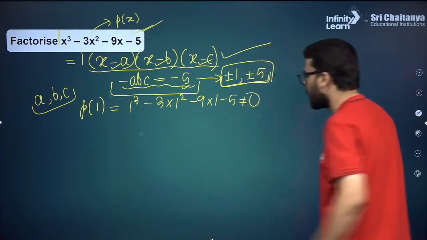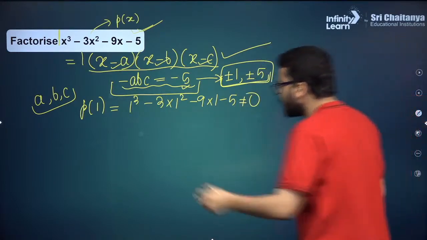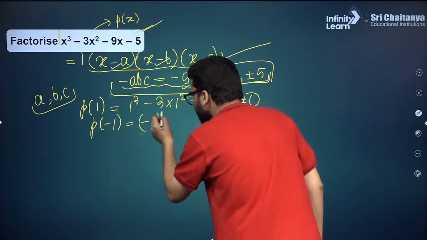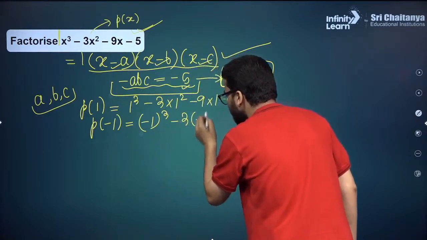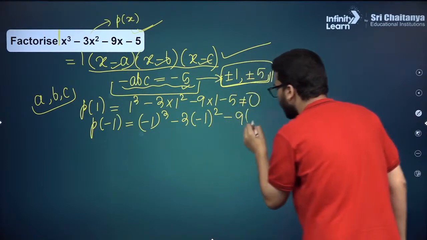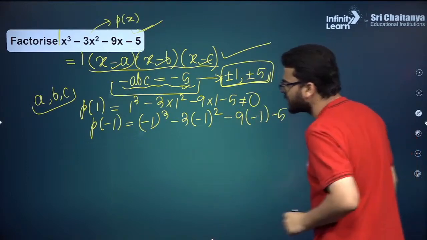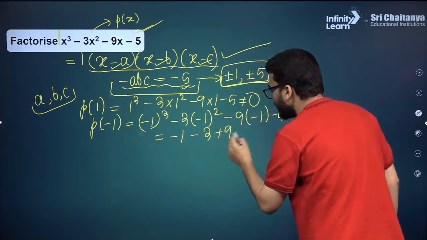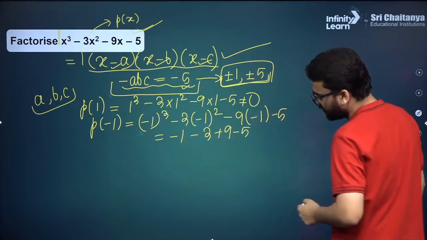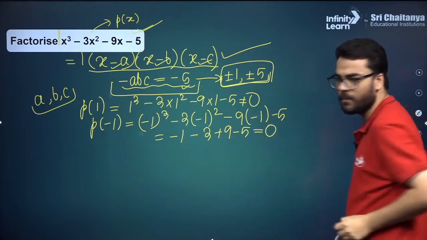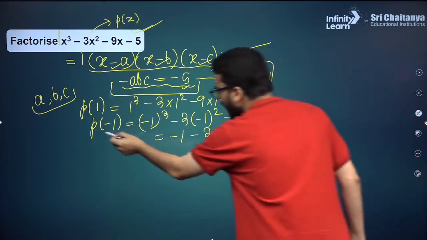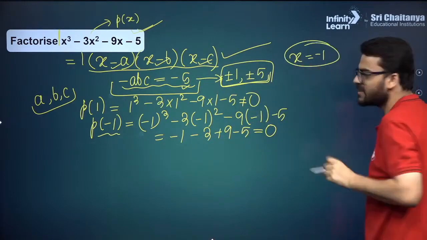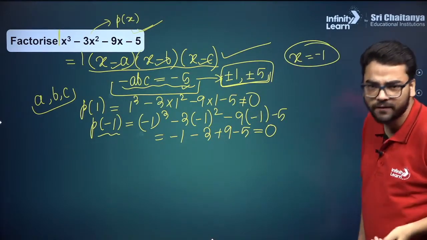This is not 0. Now what about P of minus 1 over here, guys? P of minus 1 is minus 1 cube minus 3 into minus 1 square minus 9 into minus 1 minus 5. What is this coming out to be? Minus 1 minus 3 plus 9 minus 5, so this is coming out to be 0. So what does it mean? Can I not say that x is equal to minus 1 is a 0 of this polynomial?